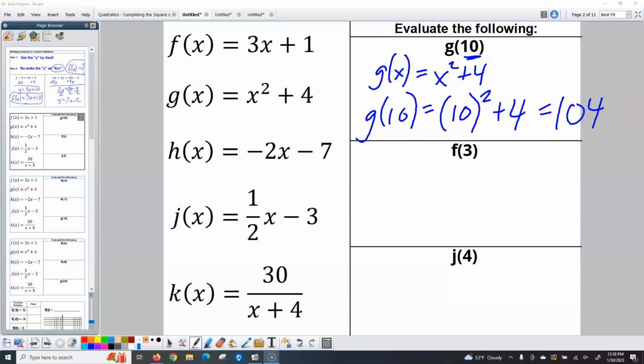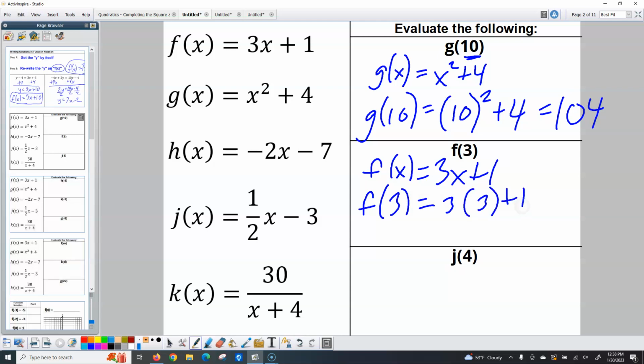And if I have f of 3, I'm going to say f of x equals 3x plus 1. And wherever I see an x, I'm going to plug in a 3. So f of 3 is equal to 3 times 3 plus 1. It's important to use those parentheses, not necessarily on these, but when you have a negative number you multiply, just make sure you use the parentheses. I think that'll give you 10. So f of 3 equals 10, or when x equals 3, y equals 10.